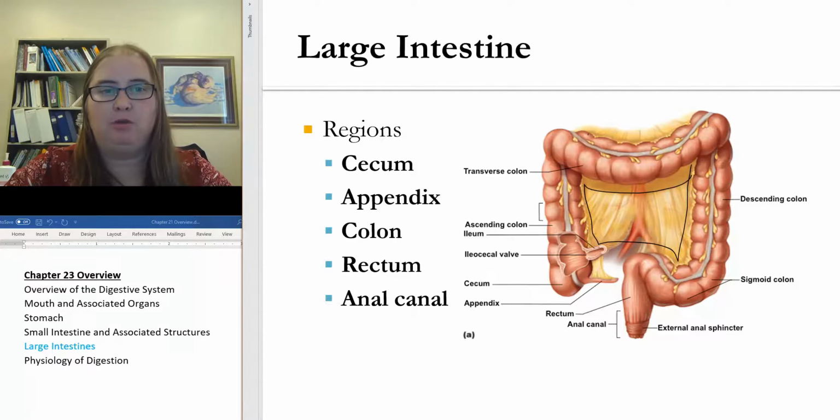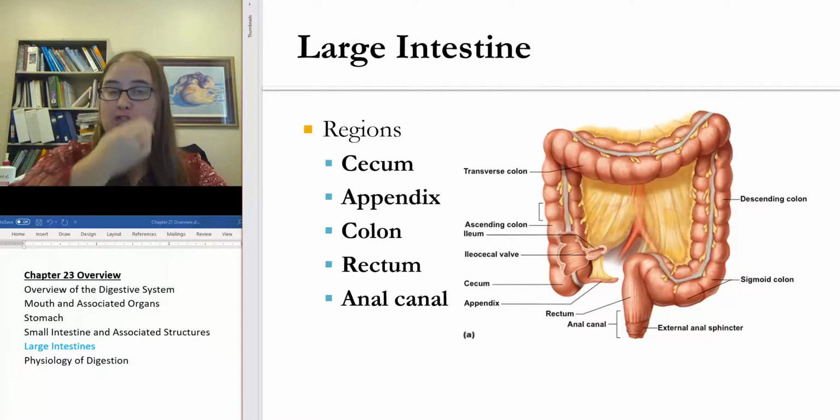But it's been removed, and it would come up, and the duodenum would be up here, and then the stomach would be up here. So on and so forth. So the large intestines can actually be broken down into a number of regions.